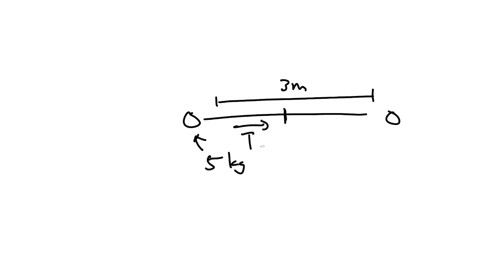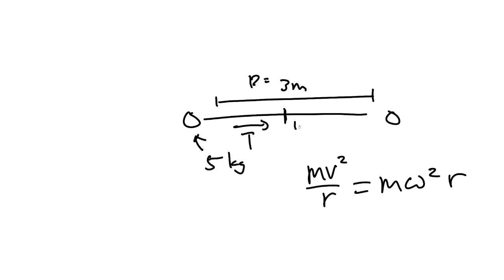Remember that the diameter is going to be 3 meters. Each of these point masses is going to be 5 kilograms. And so that means we need to find the tension of the rope, right? So the entire point is that the tension in the rope is going to be our centripetal force, which is going to be mv squared over r, or conversely, our rotational analog is going to give us m omega squared r, right? Sorry. Remember that this is our diameter, so that means our radius is going to be 1.5 meters.